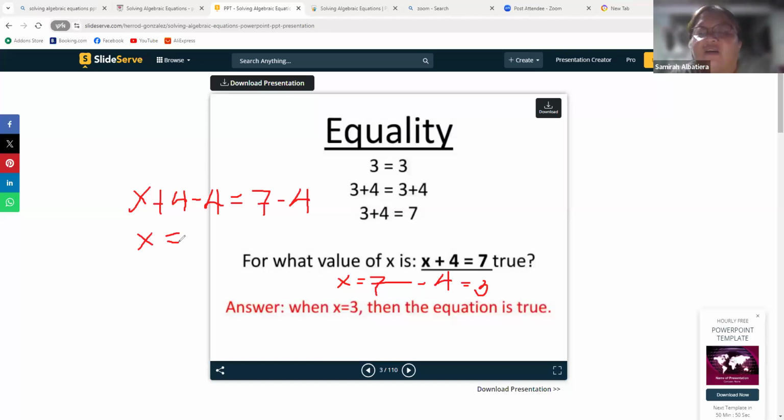4 minus 0 is 0, so there will be no value for this one. And then 7 minus 4 would give us 3. So that is how we are going to solve for the value of x.